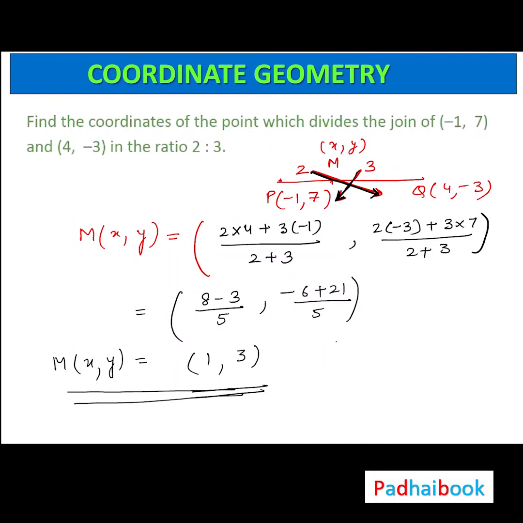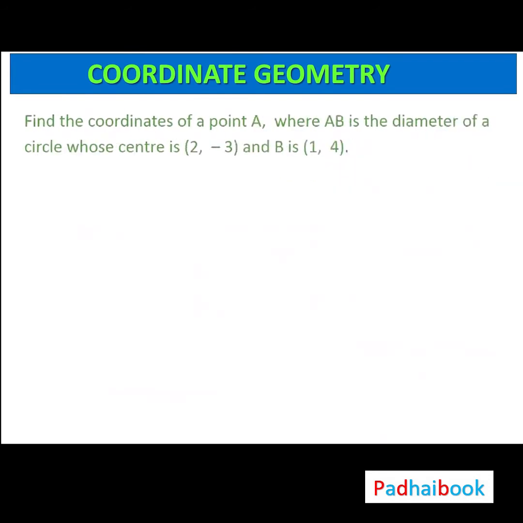Remember one thing, in this question you were given the ratio and you calculated the point. Right? We had to find the point which divides it in the given ratio. That means the ratio was given and we calculated the point. The question can also be asked in the form where you are given a point and then you have to find the ratio. So the question can be asked in either form. So we move to the next question.